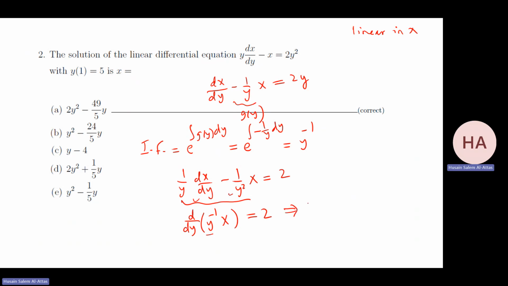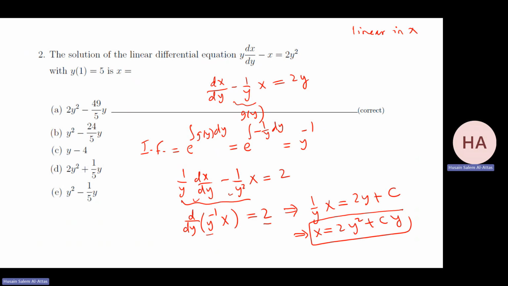Integrate. So I have what? 1 over y x, integrate with respect to y. That will be 2y plus c. So I have x will be 2y squared plus cy. That will be my answer.